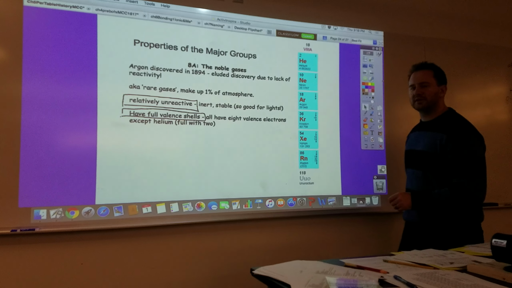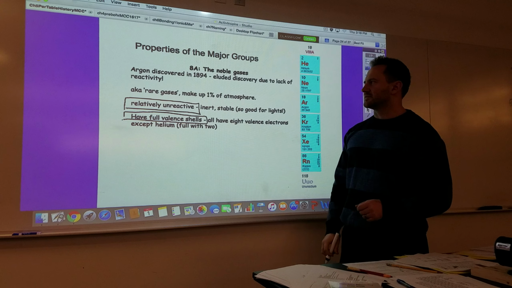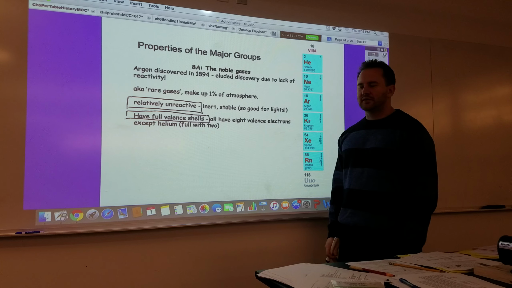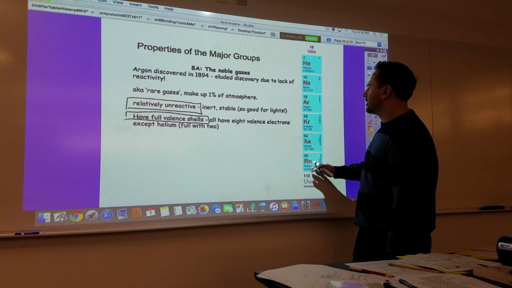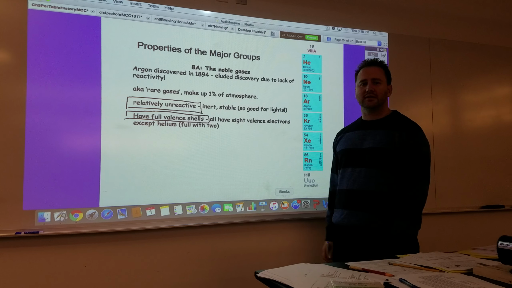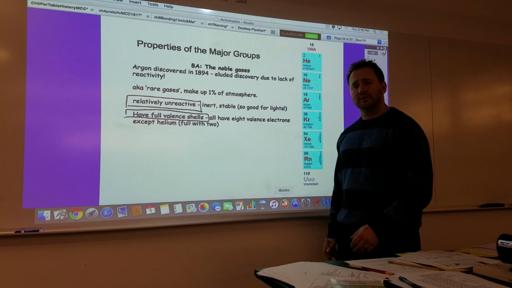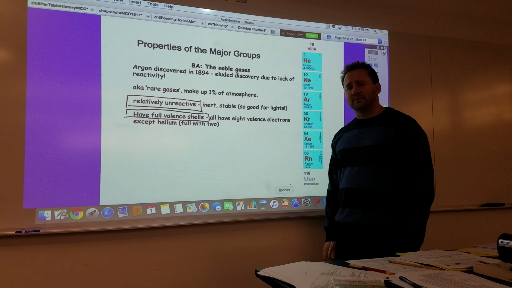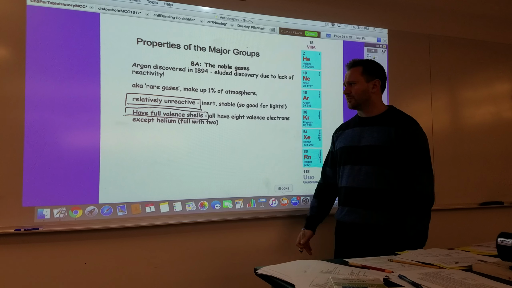And the last group you need to know about is the noble gases. They're completely inert. The bigger ones can form some compounds, but for the most part, they don't react with anything. That's why it took so long to find them. They have happy, complete outer shells with 8 electrons. What more do you need to know?